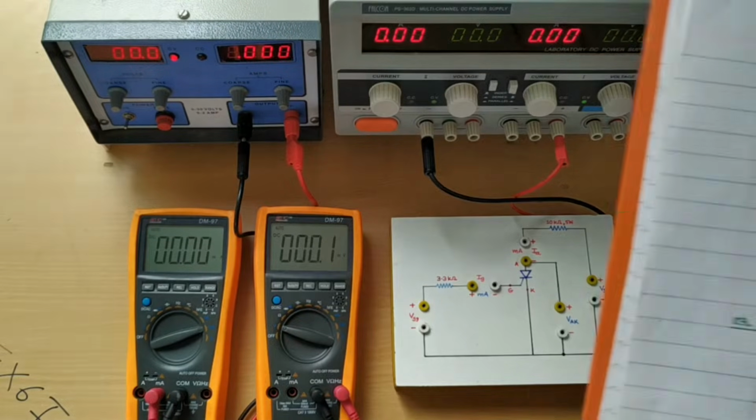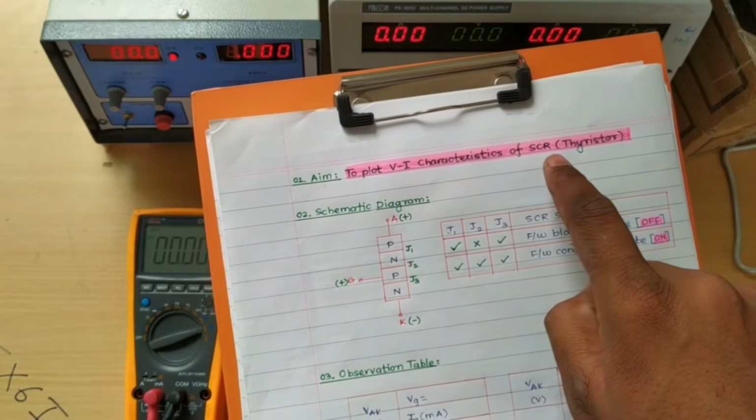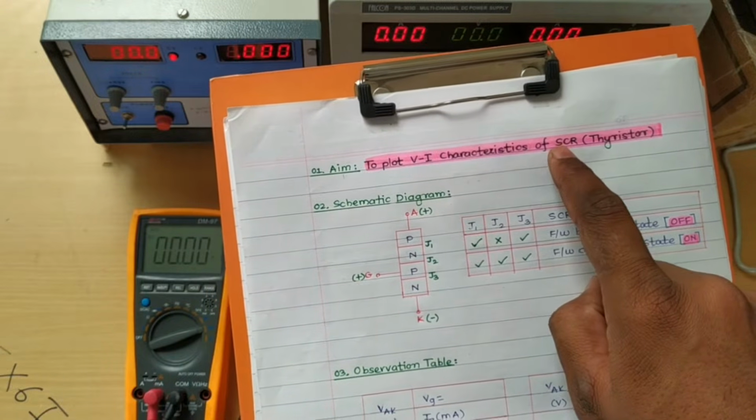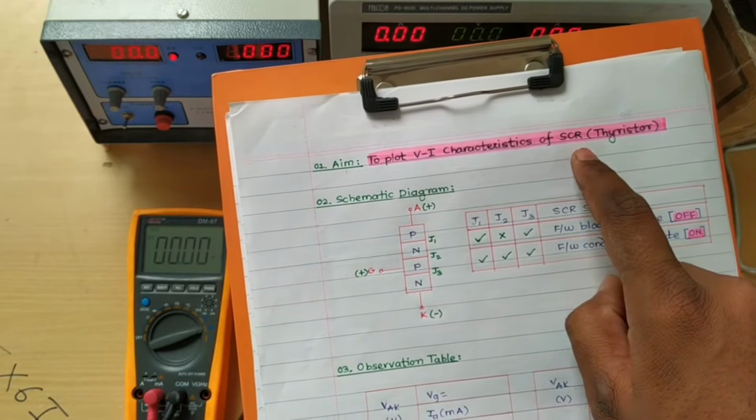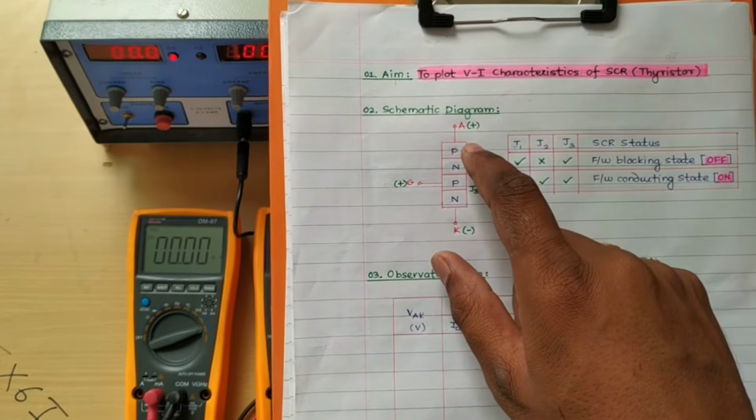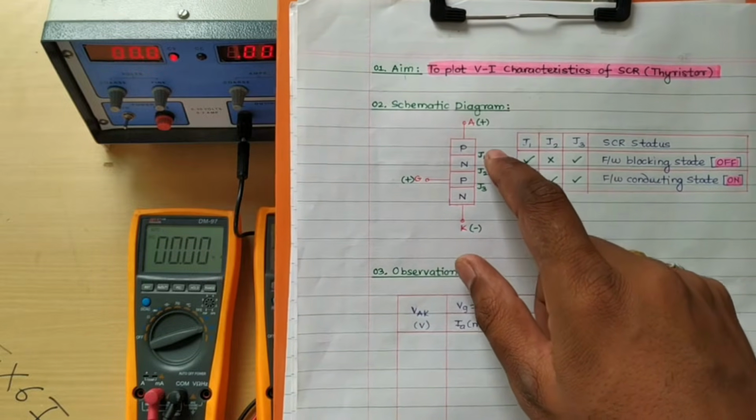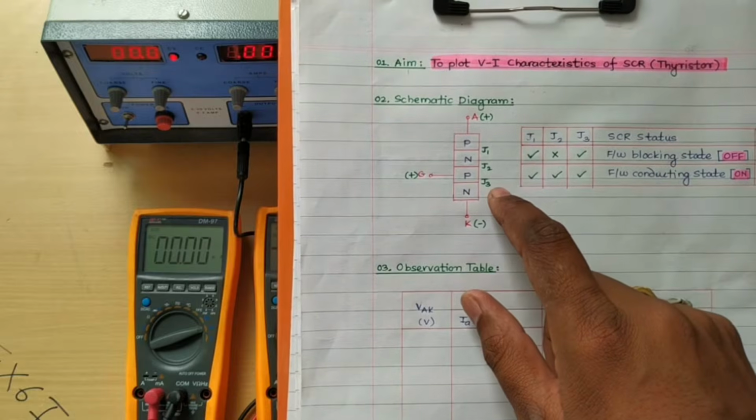Our today's experiment is to plot VI characteristics of SCR. SCR stands for Silicon Control Rectifier. SCR has 4 layers, PN device, and it has 3 junctions, J1, J2 and J3.